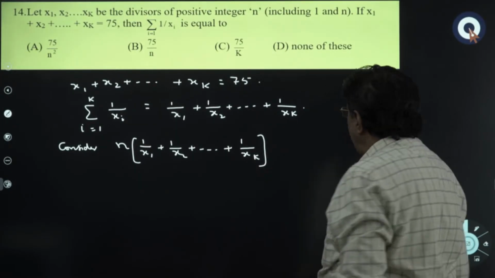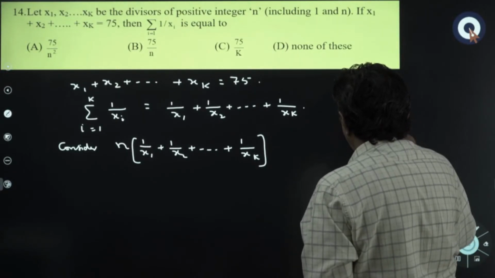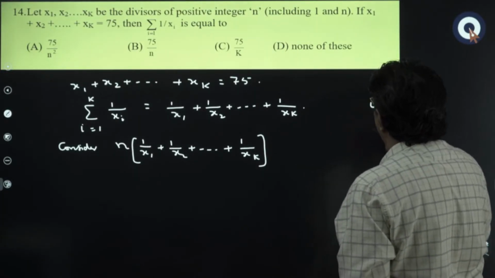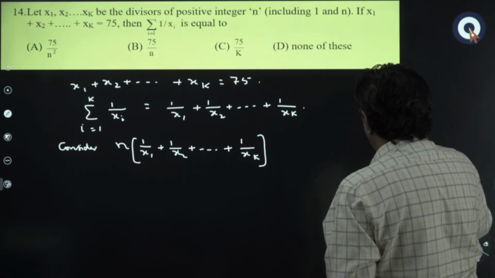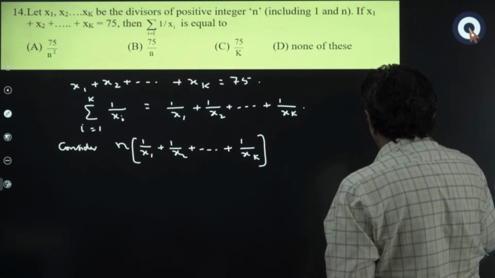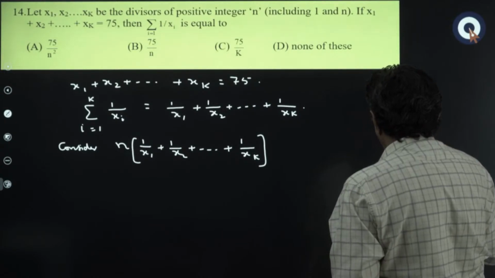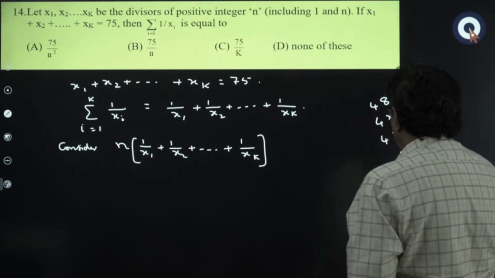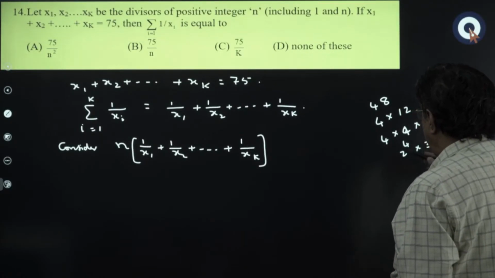See, for example, you take any number, let us say 48. For this number, there are several divisors. You can write 48 as 2 power 4 into 3 power 1. Okay, so several divisors are there. For this number, there are 10 divisors, right?